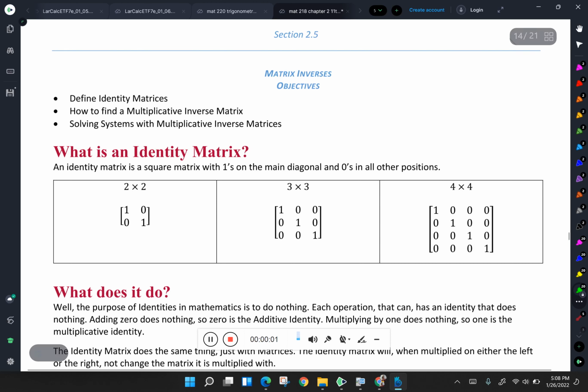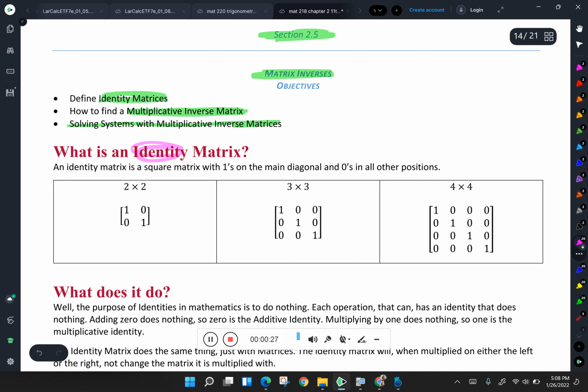Right, so here we go, section 2.5. Matrix inverses. The objectives in this section are to identify what is an identity matrix, how to find the multiplicative inverse matrix, which we'll just call the inverse matrix, and then to use that inverse matrix to solve systems. All right, so some language, some terminology.